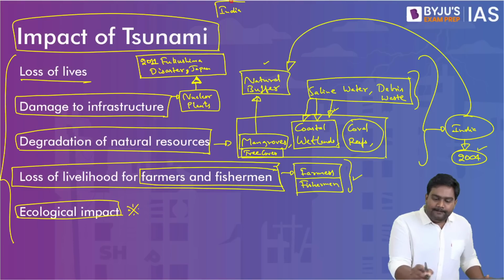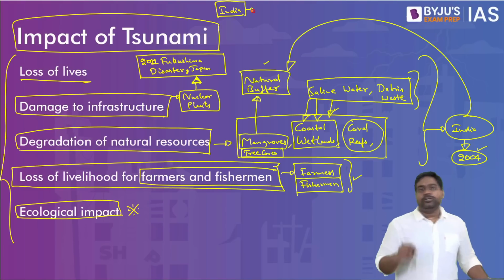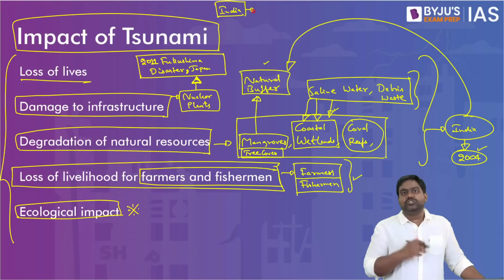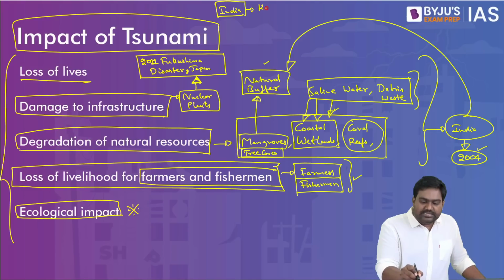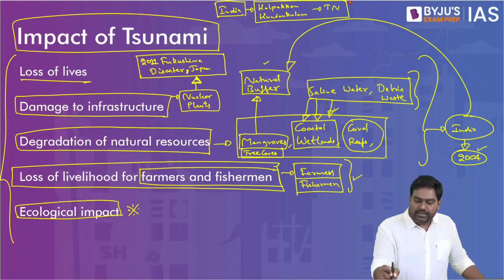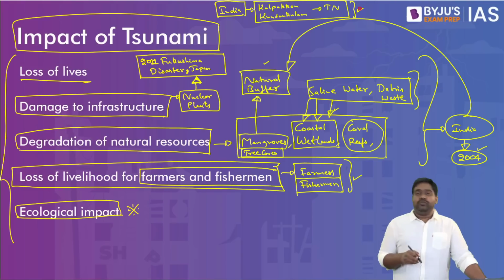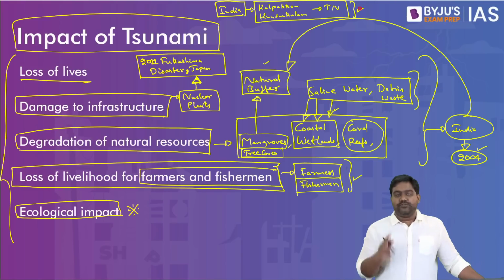Why? Because we have a couple of important nuclear facilities located on the coastline. One is Kalpakkam and the other is Kudankulam. Both are in Tamil Nadu. So along the east coast of India, where the highest vulnerability is present, we have 2 major nuclear facilities, that is Kalpakkam and Kudankulam.